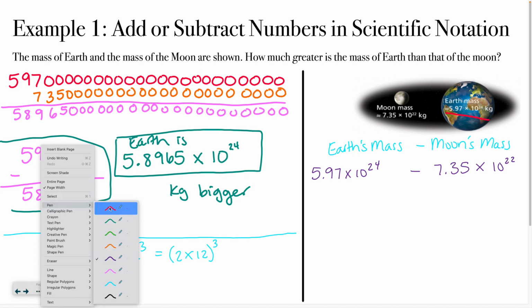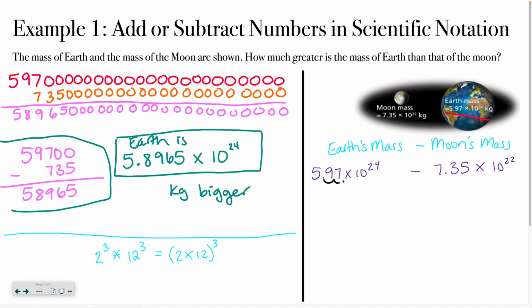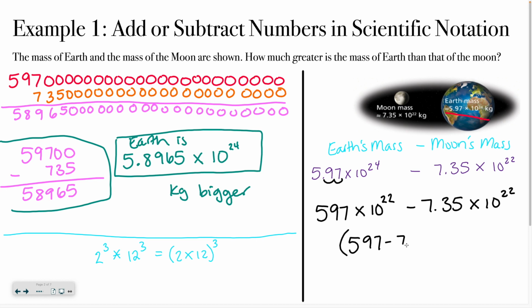I'm going to make sure I have a different color. I would move it 1, 2. So I would now have 597 times 10 to the 22nd minus 7.35 times 10 to the 22nd. Do you see how me moving that decimal point made it so my exponent changed to match? That's exactly what we want to do, because now I can say what is 597 minus 7.35 and then say times 10 to the 22nd.